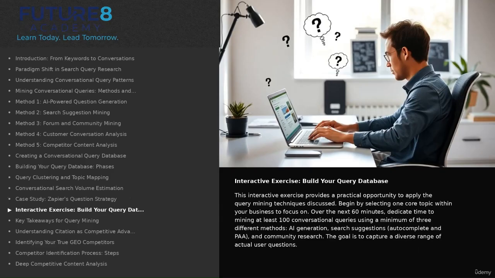Interactive exercise. Build your query database. This interactive exercise provides a practical opportunity to apply the query mining techniques discussed. Begin by selecting one core topic within your business to focus on. Over the next 60 minutes, dedicate time to mining at least 100 conversational queries using a minimum of 3 different methods: AI generation, search suggestions, autocomplete and PAA, and community research. The goal is to capture a diverse range of actual user questions.